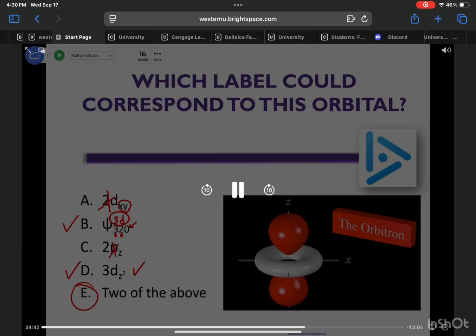It's definitely a dz squared, and I agree with you. I don't think this would make an excellent exam question. But because we can talk about the nuance of it, it makes for a discussion question. During an exam, yes, you usually have to choose the best answer. So the best, I would agree, is dz squared. That said, E is also an option. And the question says, which label could correspond to this orbital? It doesn't say which one defines it most accurately. That would be the dz squared. That gives you the most information. But could 320 be referring to a dz squared? Yeah, it could.